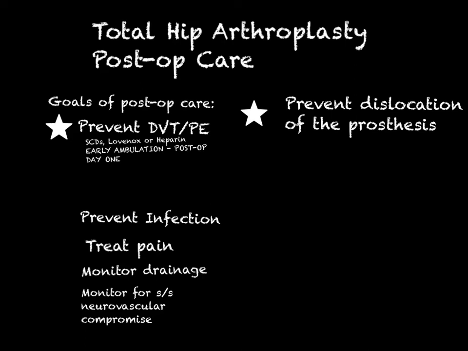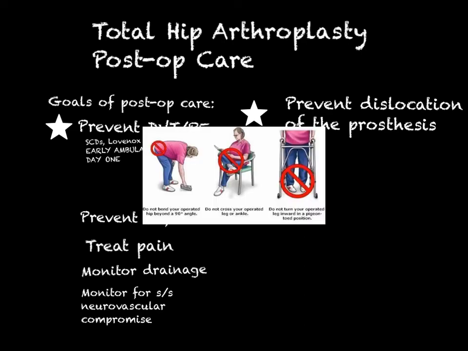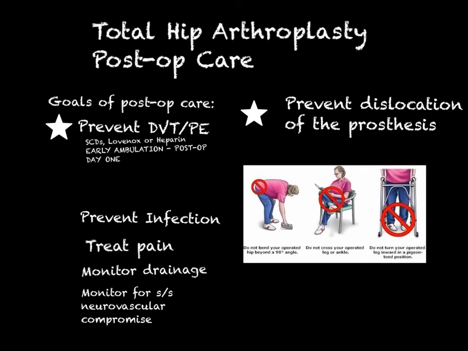And where are they? Okay, here's one. One of the things that we're going to teach folks is that they don't want to flex their hips more than 90 degrees, such as this lady is doing here. Let me kind of point her out. You don't want to bend from a standing position, and you don't want to squat down. Do not bend your hip more than 90 degrees. Another thing that we're going to tell them not to do, let's see if I can find another color there. Don't cross your legs.